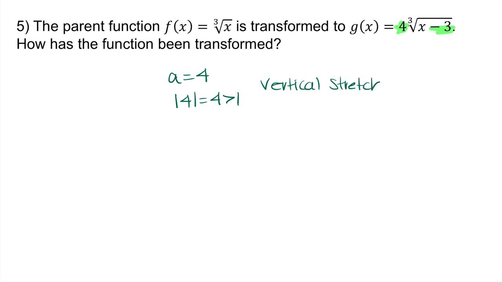Okay. And then I have an x minus 3. That's an x minus h. So x minus 3 is telling me that the graph is going to shift to the right 3 units.